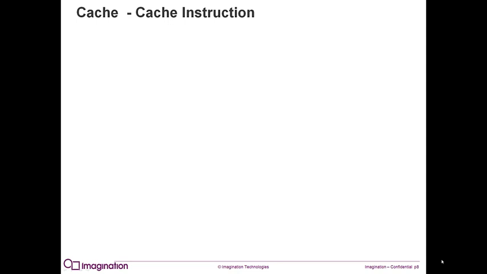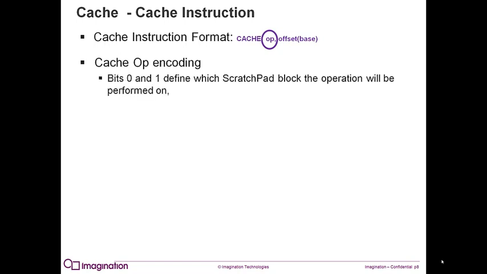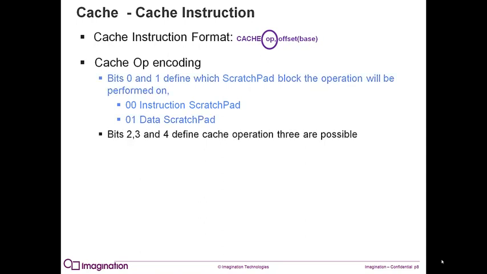Use the cache instruction to read the scratchpad tags to get the size and starting address information. Here is the instruction format. The cache op is encoded with two pieces of information. Bits 0 and 1 determine which scratchpad block the operation will be performed on. 00 sets it for the instruction scratchpad. 01 sets it for the data scratchpad. Bits 2, 3, and 4 tell the instruction which operation to perform.